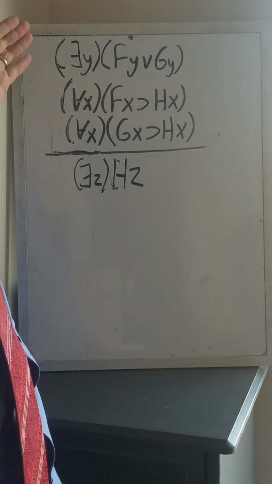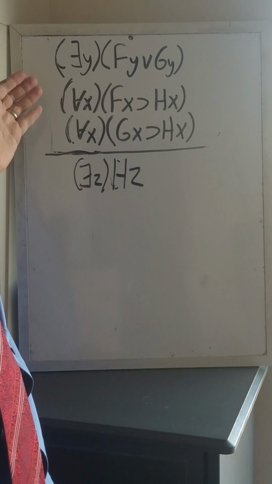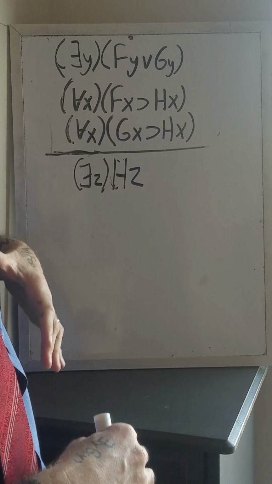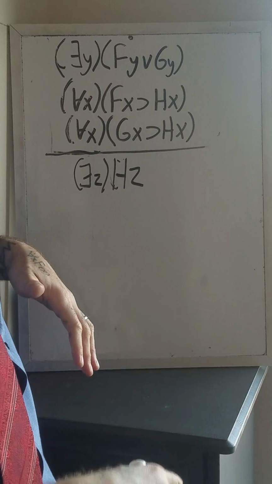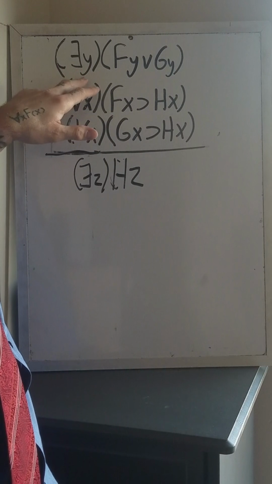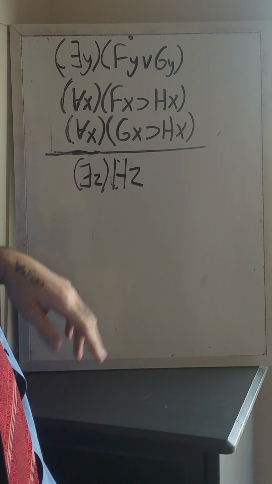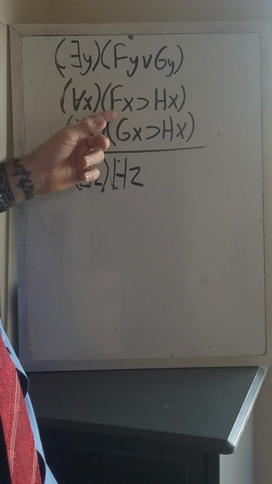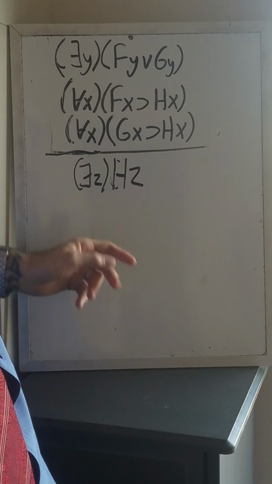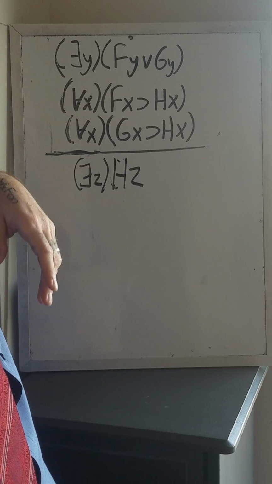All right, let's go ahead and take a look at another argument here of predicate logic, and we'll decide whether we want to try to build a counterexample or whether we want to try to do a derivation. So it says that something is F or G, and everything, if it's F, then it's H, and if it's G, then it's H. Therefore, something is H.